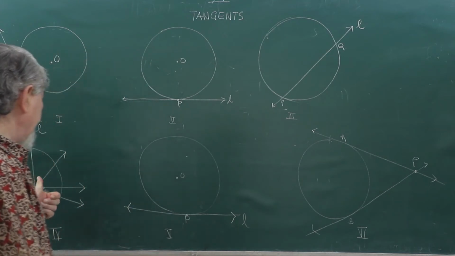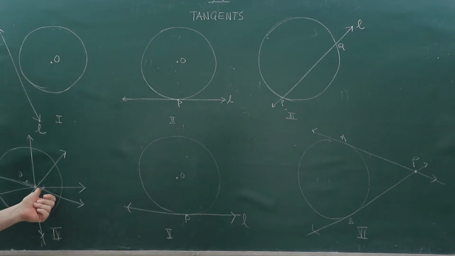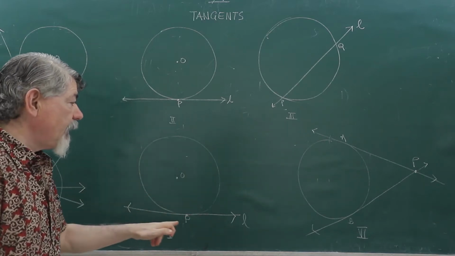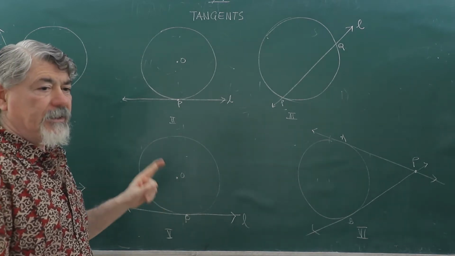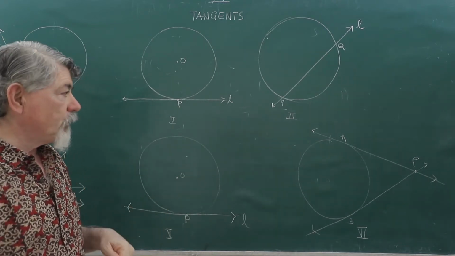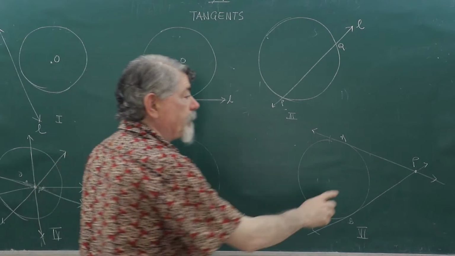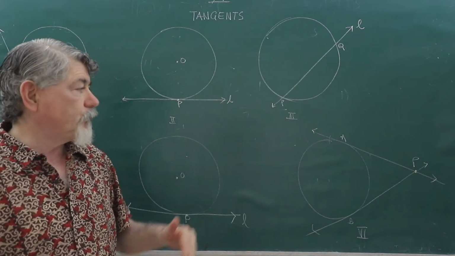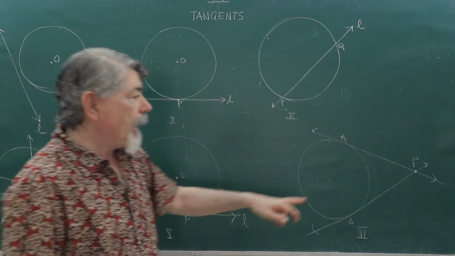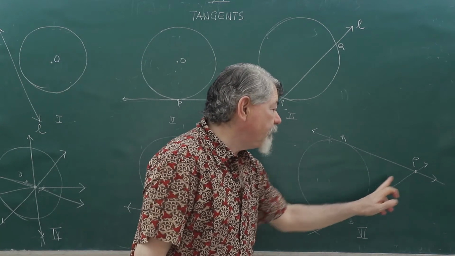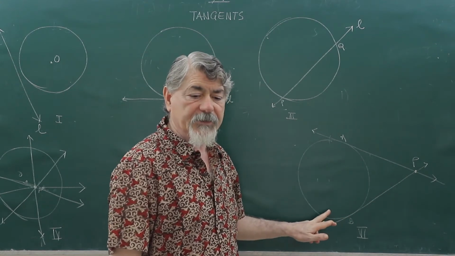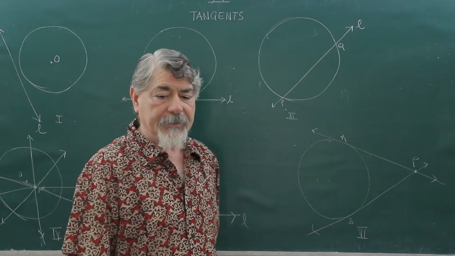So if a point P is inside the circle, I cannot draw any tangent. If the point P is on the circumference of the circle, then only one tangent can be drawn. And if there is a point P outside the circle, then I can draw two tangents to the circle, and PA and PB will always be of equal length.